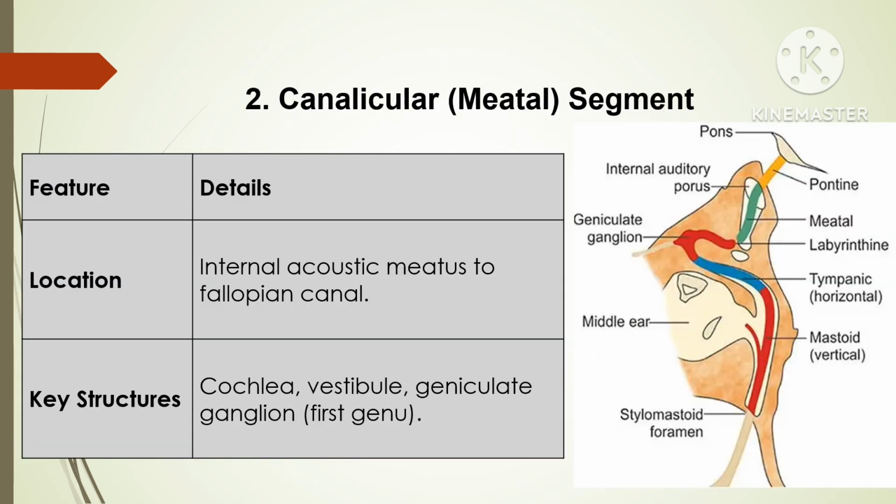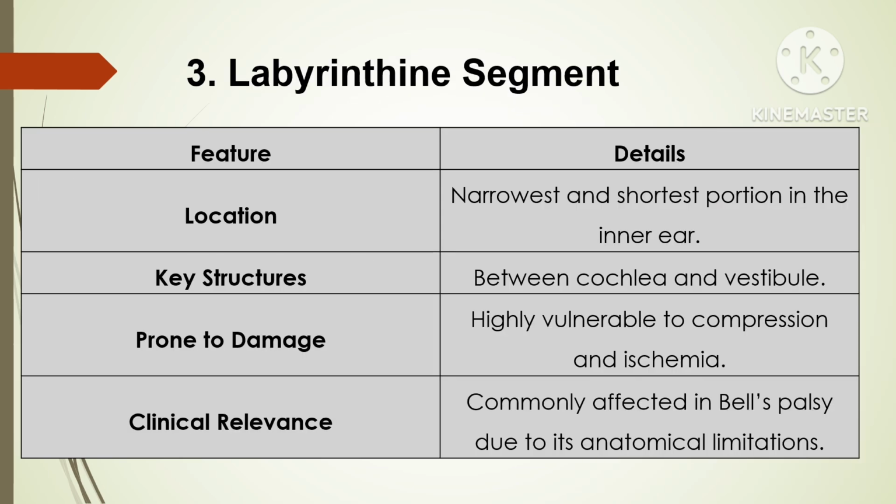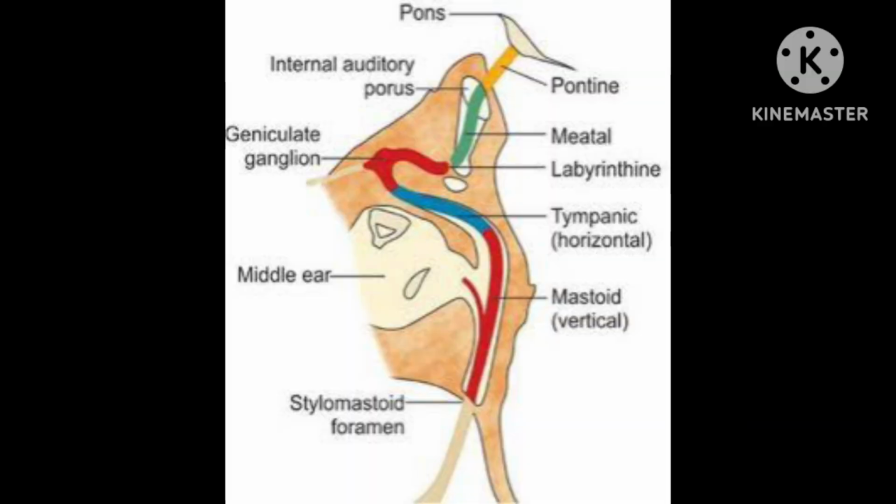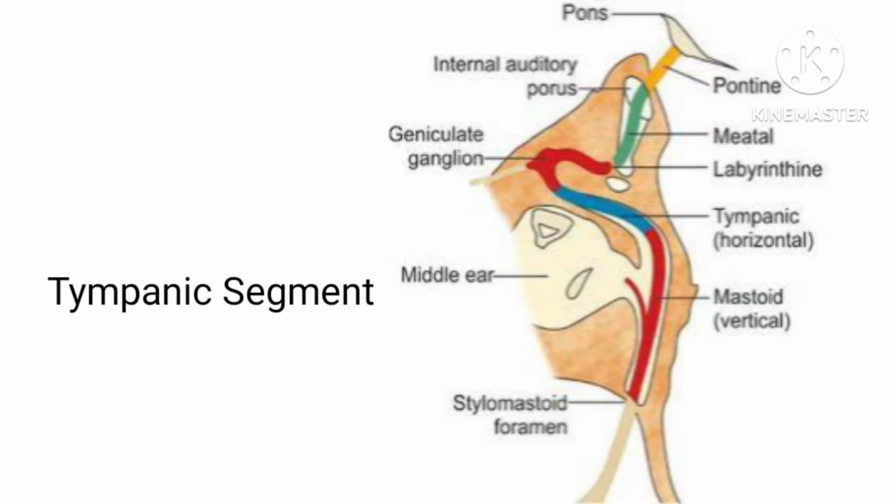After that, it enters the facial canal, which is divided into 3 segments: labyrinthine, tympanic, and mastoid. The labyrinthine segment lies above the vestibule of the internal ear and passes laterally to reach the medial wall of the middle ear, where it bends to form a genu, and it bends sharply backwards. Then the nerve runs horizontally backward along the medial wall of the middle ear till it reaches the junction of the medial and posterior wall of the middle ear. This segment of the facial nerve is known as the tympanic segment.